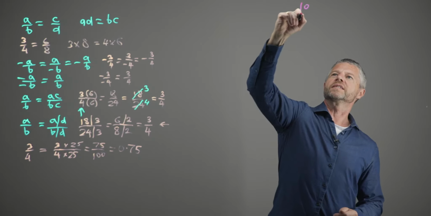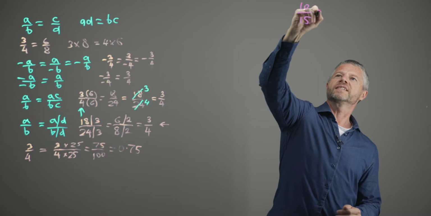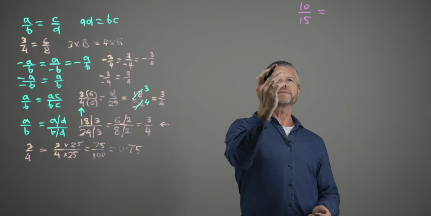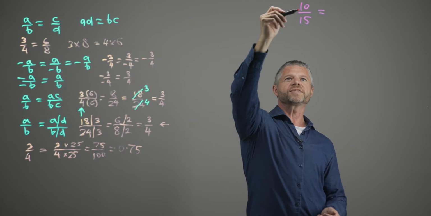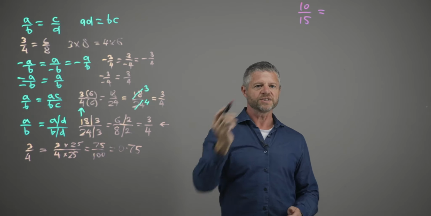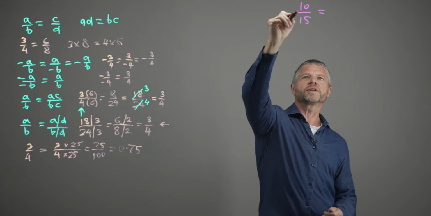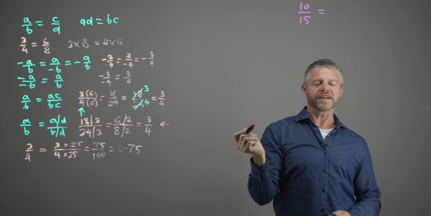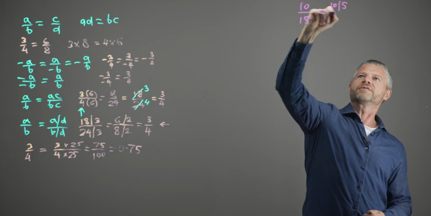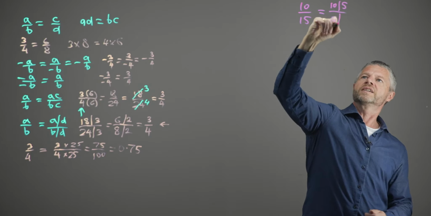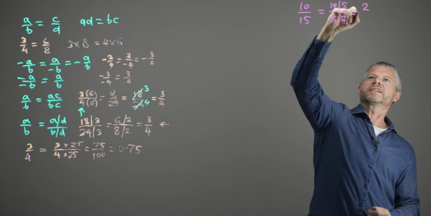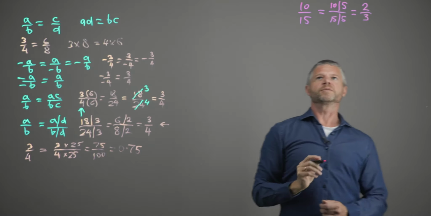So 10 over 15. So first we ask ourselves, is it in lowest terms? So are there any common factors for 10 and 15 other than 1? In this case there are, so it's not yet in lowest terms. So a common factor for 10 and 15 is 5. So if I do 10 divided by 5 and 15 divided by 5, I'll have 2 in the numerator and 3 in the denominator.